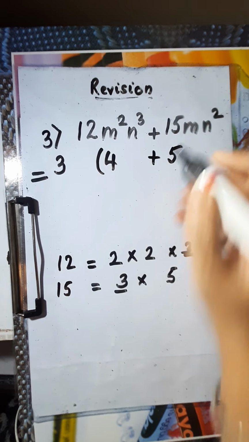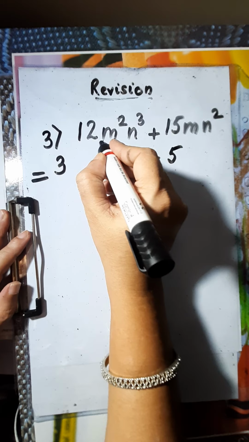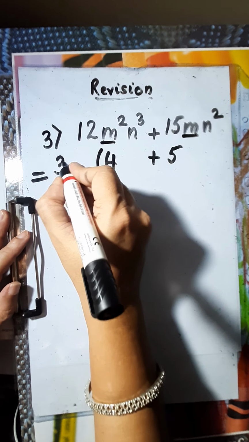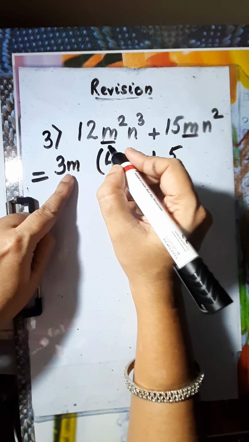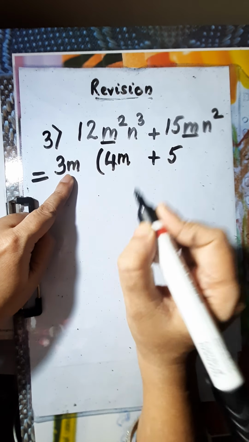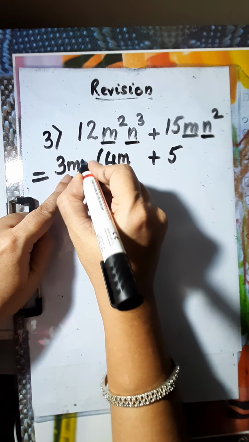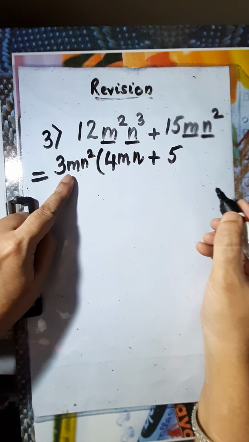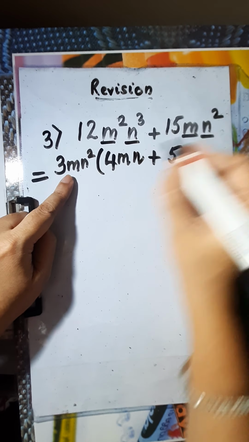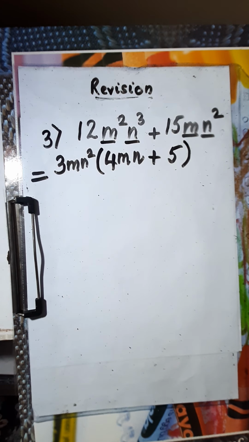Now let's see the alphabets. I'm showing you in different ways because you have to understand. Look at this, this is m square and m. Lower power, so we remove m common. M is gone, so from 2 I removed 1, so I'm getting simply m. Next, n cubed and n square. Remove the lower power, n square. So n square is gone. What is left behind? N. Here m is gone, here n square is also gone. So you have 5mn plus 5m.